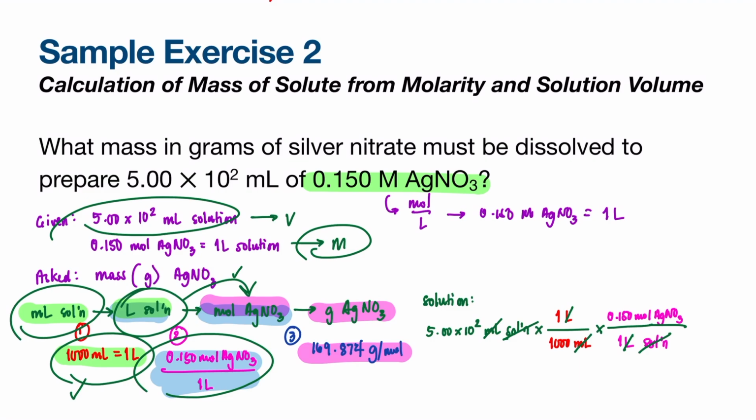And for the last step, step number 3, we will convert the moles of AgNO3 to grams of AgNO3 by using the molar mass of AgNO3.